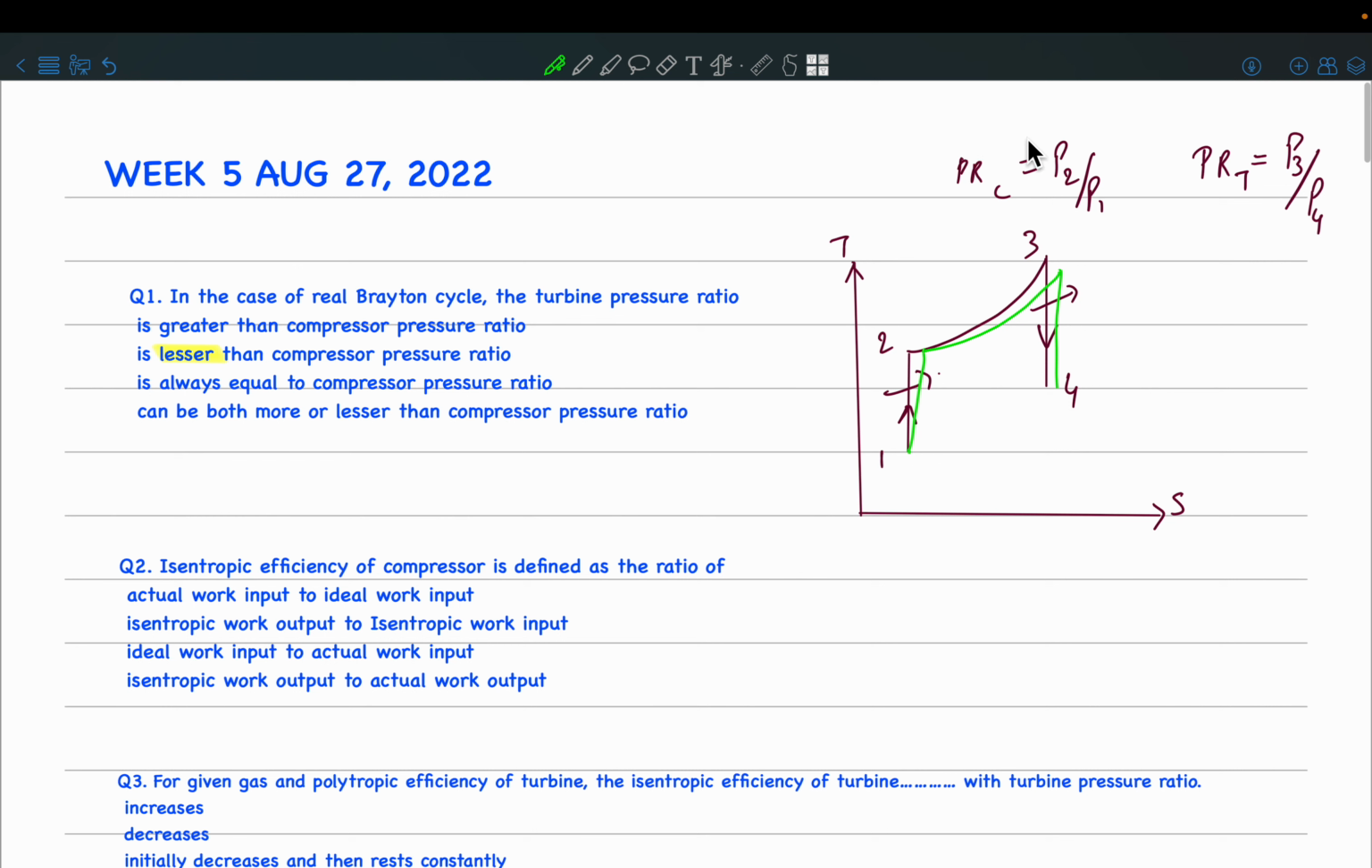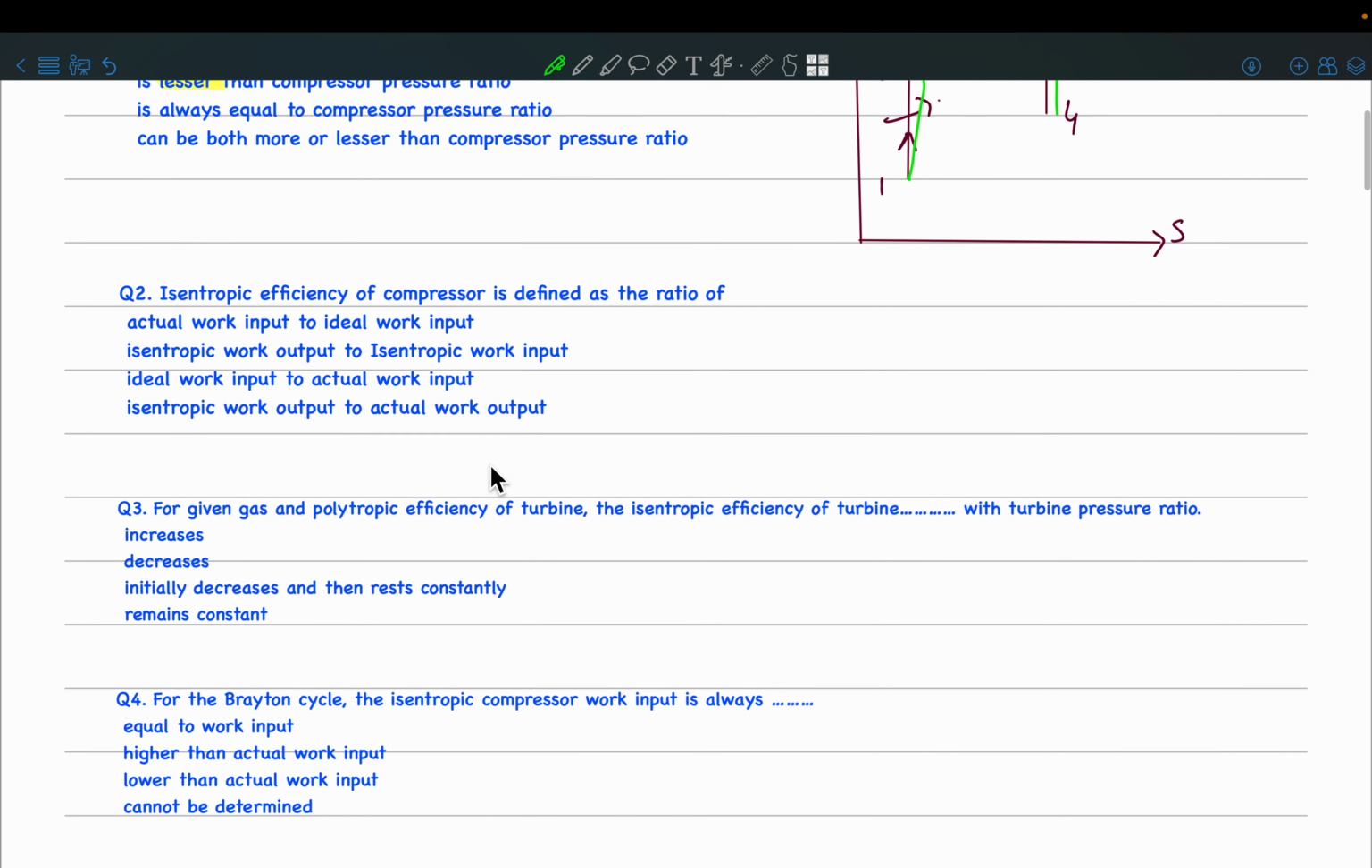Does this make sense? Okay, so then the next question is: isentropic efficiency of a compressor is defined as what? So this we have discussed in a previous tutorial also. What is the isentropic efficiency of a compressor? Yeah, can you repeat? Can someone else answer?